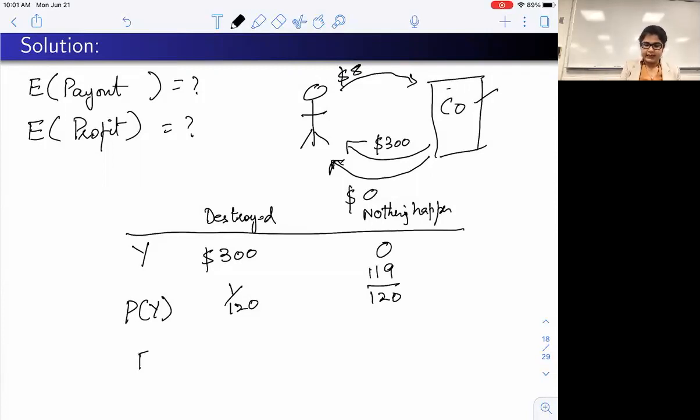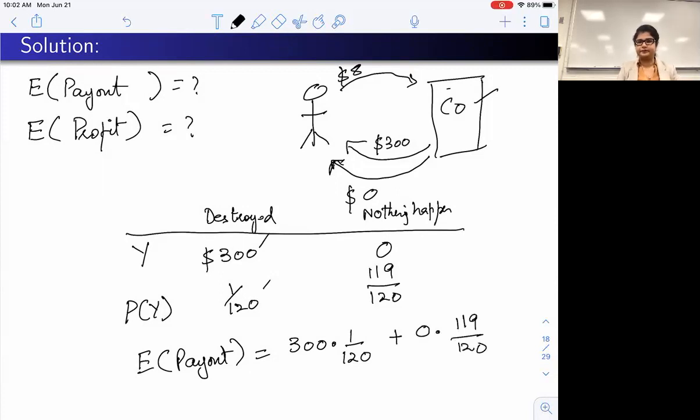So expected payout is, you have the outcomes, the payout they are going to pay, 300. This is actually X, and this is probability of X. So you are multiplying 300 times the probability of the farm is destroyed, plus the other option is nothing happens, so they pay $0 times the probability of nothing happening, which is 119 by 120. So now you have to calculate these values. What is the payout?